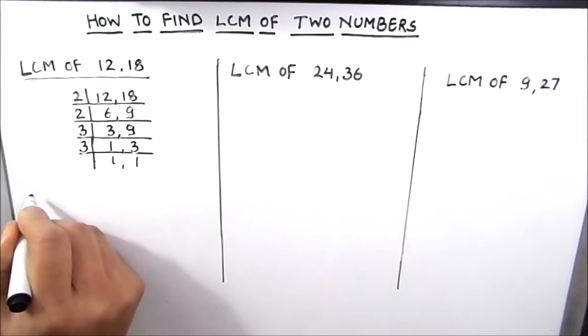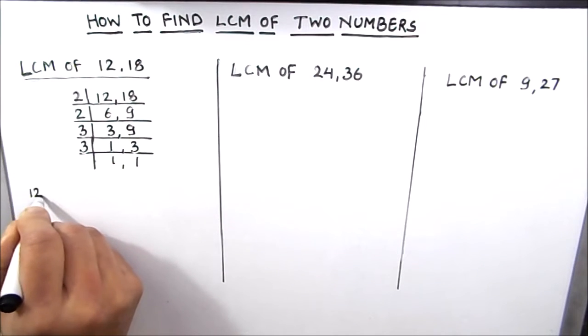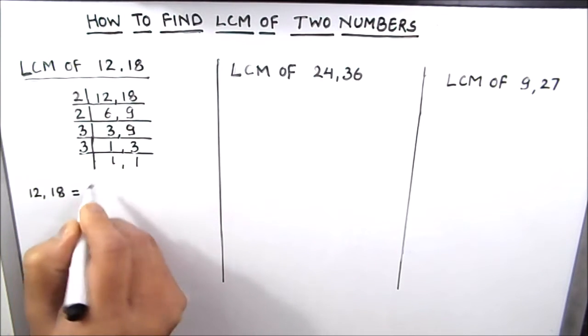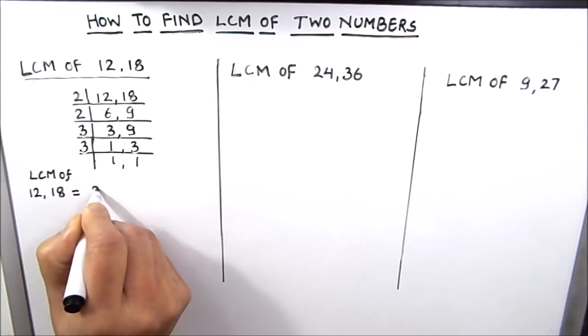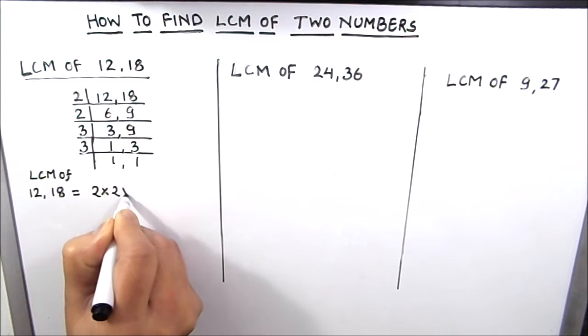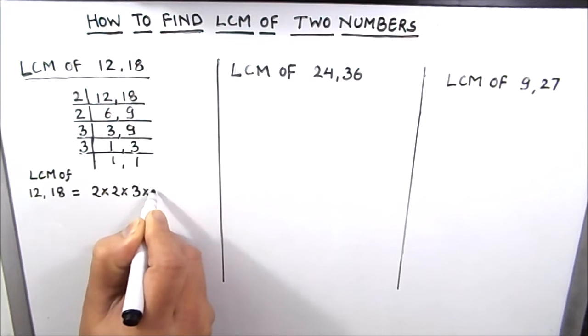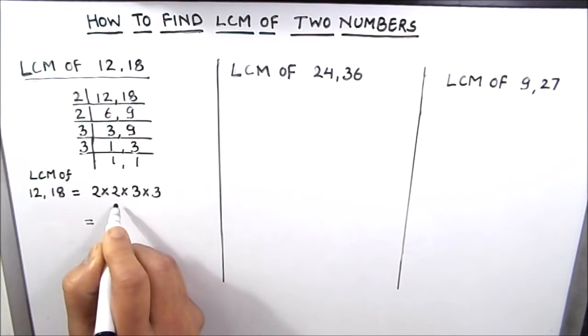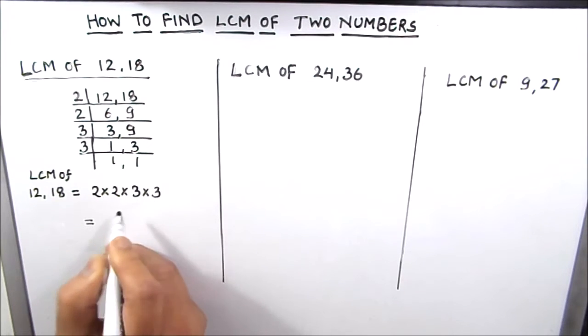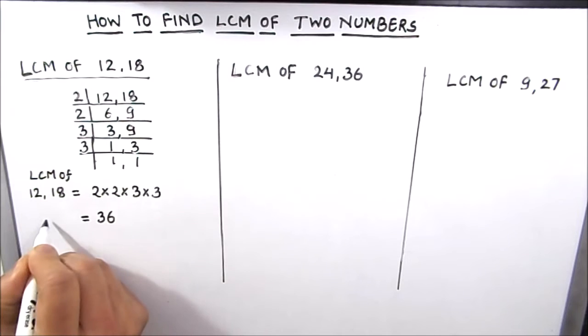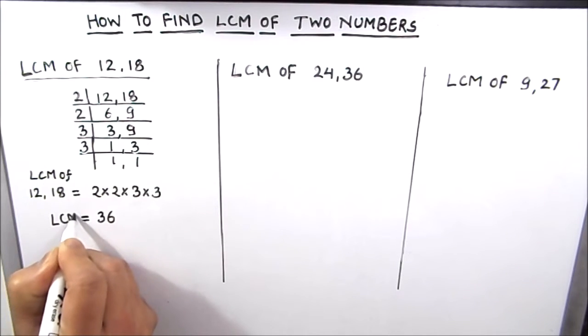Now for finding the LCM of 12 and 18, we need to take the product of all the numbers which are on the left hand side of the ladder. So this will be 2 times 2 times 3 times 3. 2 times 2 is 4. 4 times 3 is 12 and 12 times 3 is 36. So the LCM of the two numbers 12 and 18 is 36.